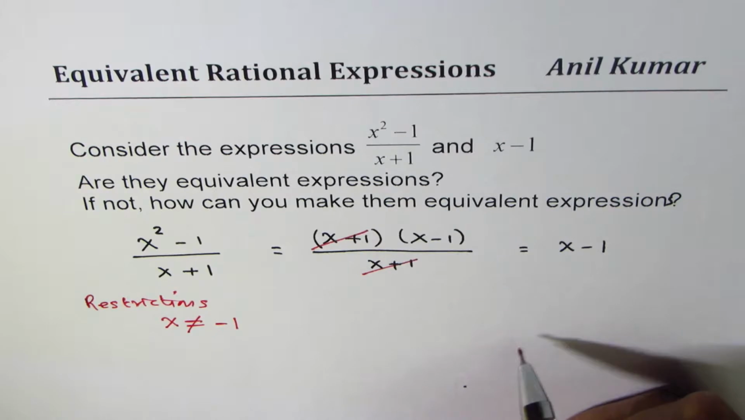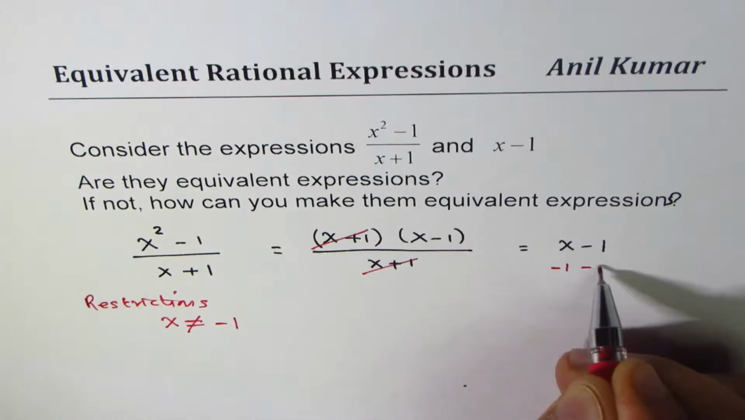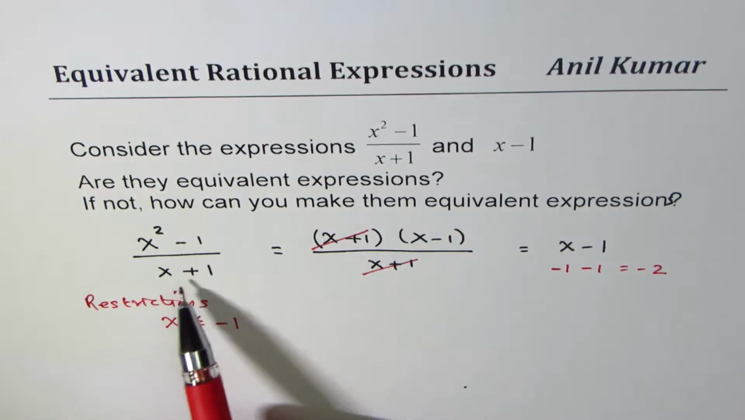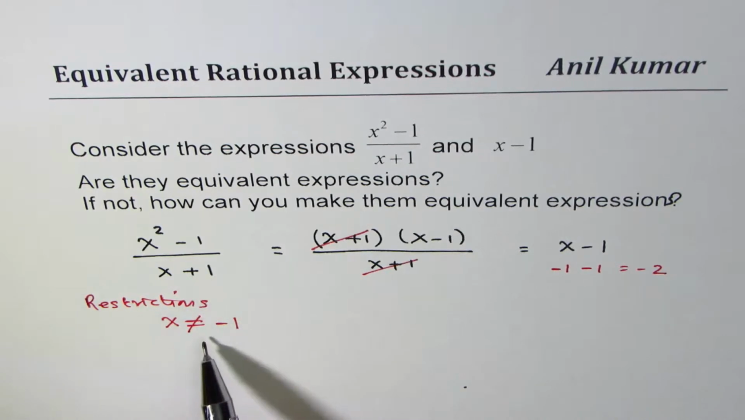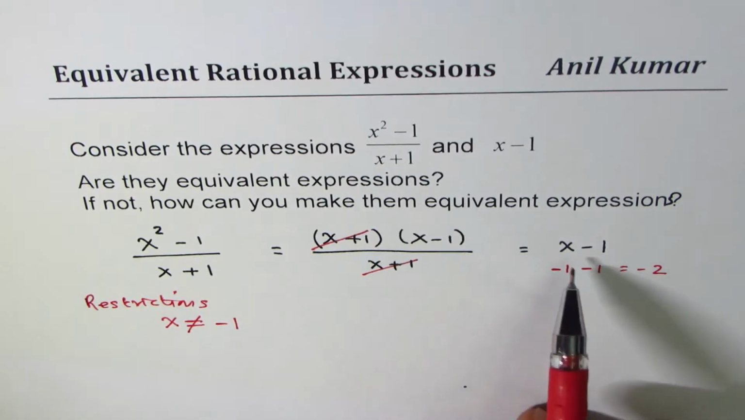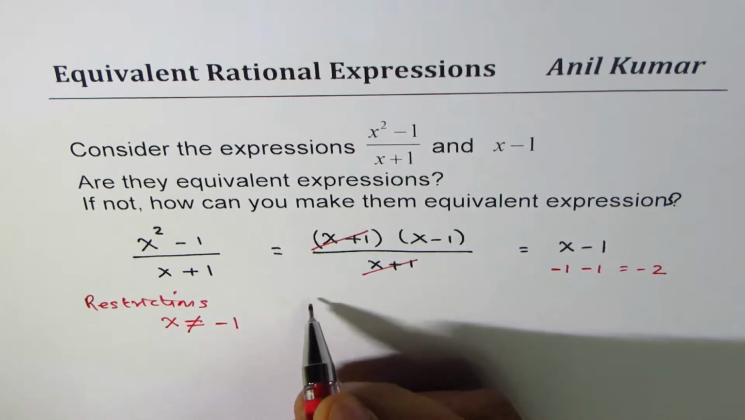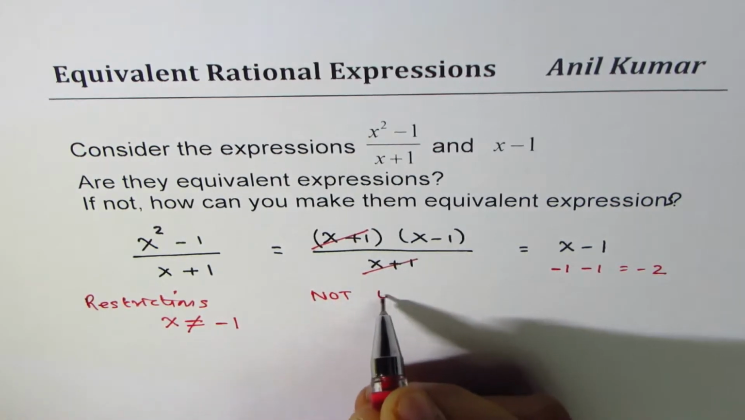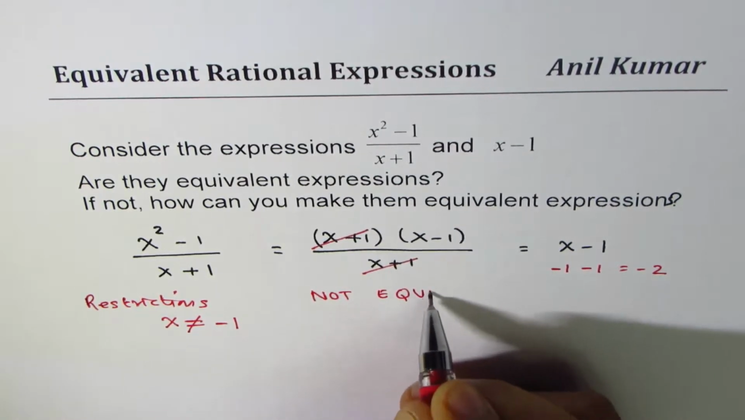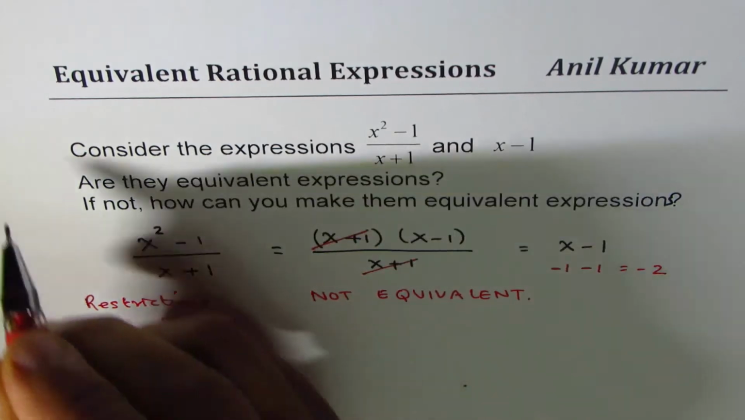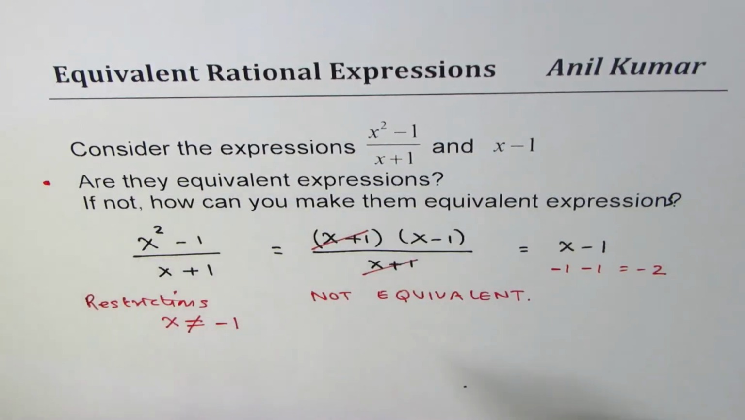How about this expression? If I write minus 1 here, then I get minus 2. So at minus 1, (x squared minus 1) divided by (x plus 1) is not defined. However, x minus 1 is defined. And therefore, they are not equivalent. So we get the result: not equivalent. So that's the answer for the first question. Are they equivalent expressions, right?